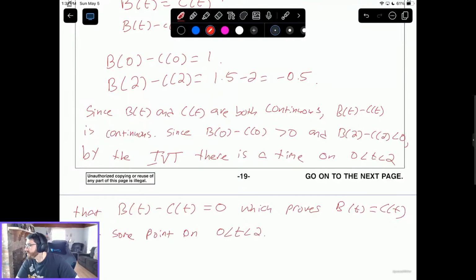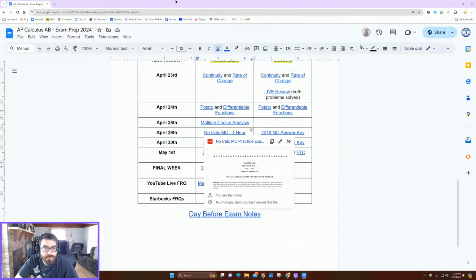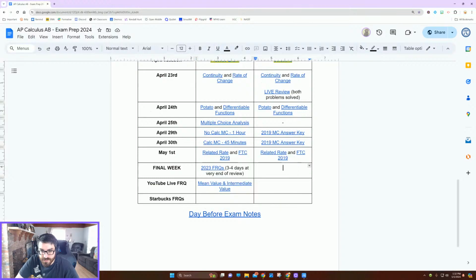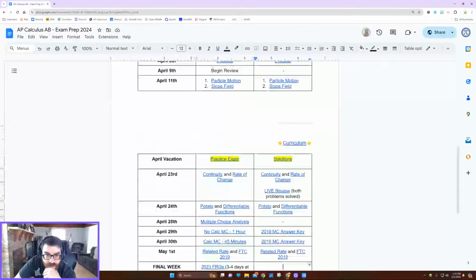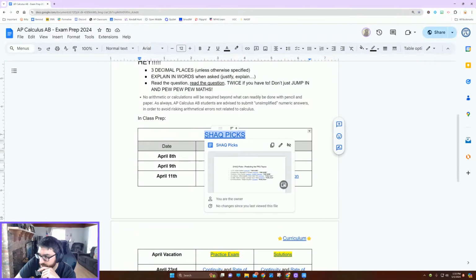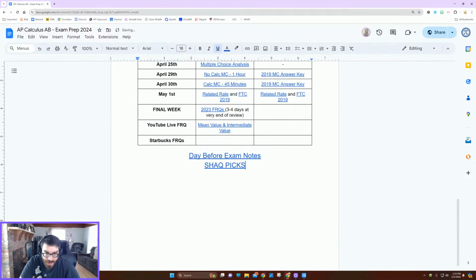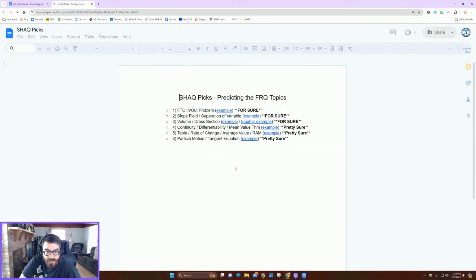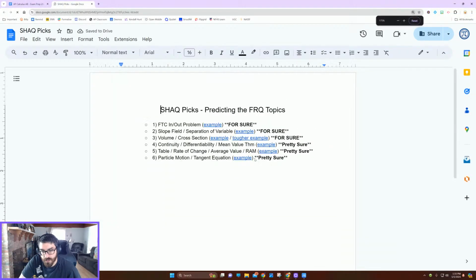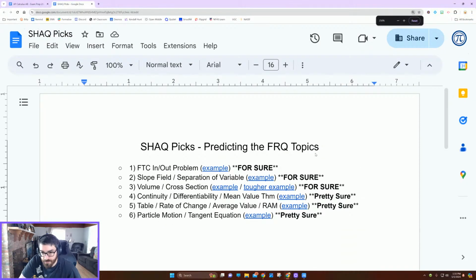Emma asked, where do you access the predictions? The predictions are accessible on our normal class doc that we've been using a lot. They're at the tippity top, right here, Shack Picks. And just to make life easier, I'll also add them to the bottom of the doc. Here are your Shack Picks, the FRQ topics that I am fairly certain about for your exam in 2024.